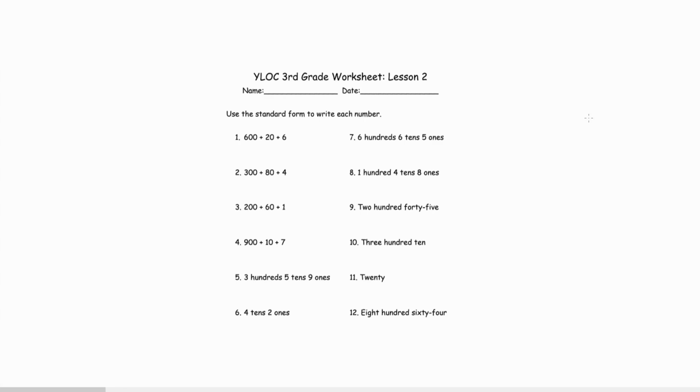Let's get started. Use the standard form to write each number. So, number 1 we have 600 plus 20 plus 6. Bring all those values down, 626.